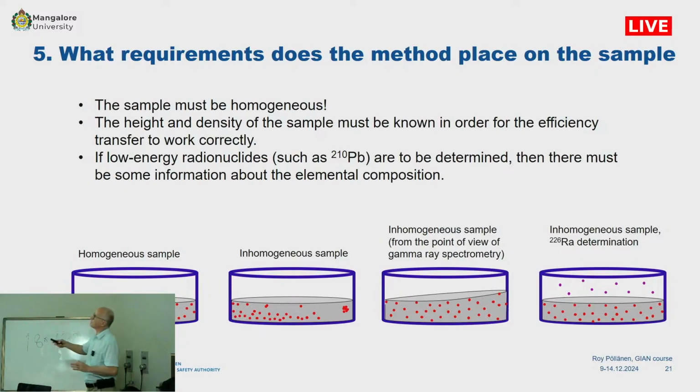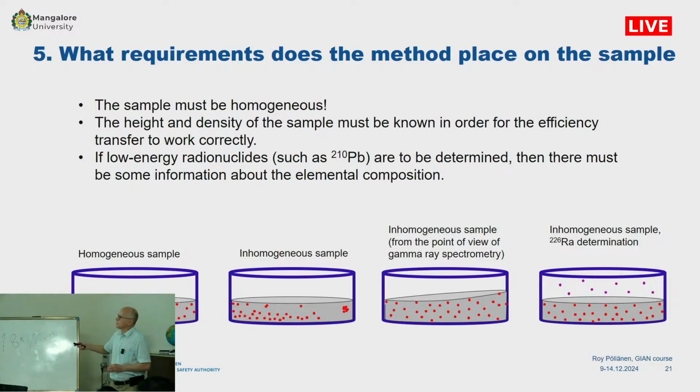All right. So we also should know the elemental composition, because it affects the efficiency in the case of low energy gammas. I will show that part also later.